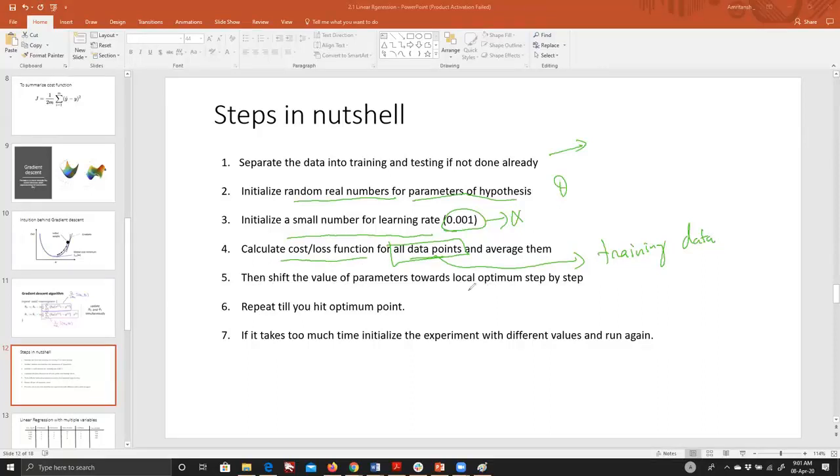Then shift the value of parameters to a local optimum step by step. That is called gradient descent. Repeat till you hit the optimum point, meaning when the loss is at minimal. If it takes too much time, reinitialize the experiment with different values and run again. Sometimes it can happen your initialization might be so wrong that it might not ever reach some kind of minimum point or optimum point.